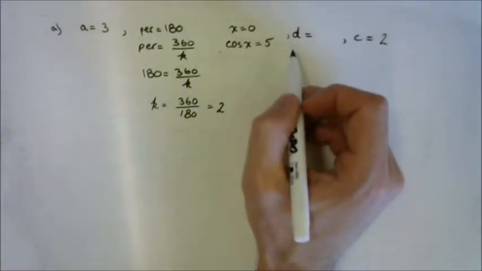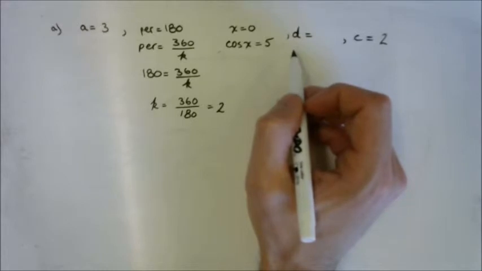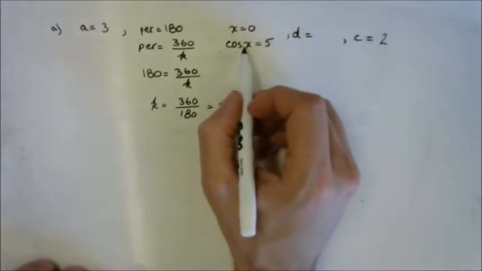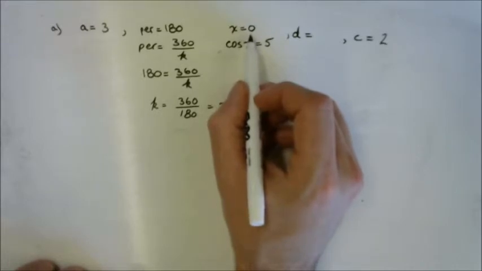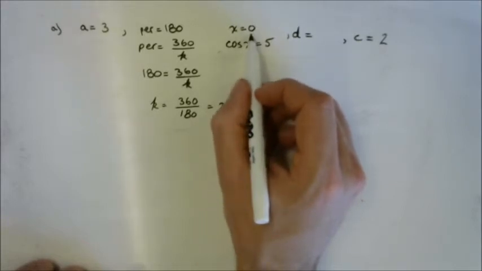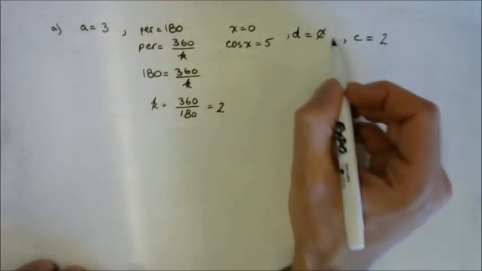Okay, I'll re-say how we know D is 0. There is no phase shift here, because cosine always has its max at x equals 0. That's how cosine is, unless you shift it. Well, here the max is still at x equals 0, so it hasn't shifted left or right at all.